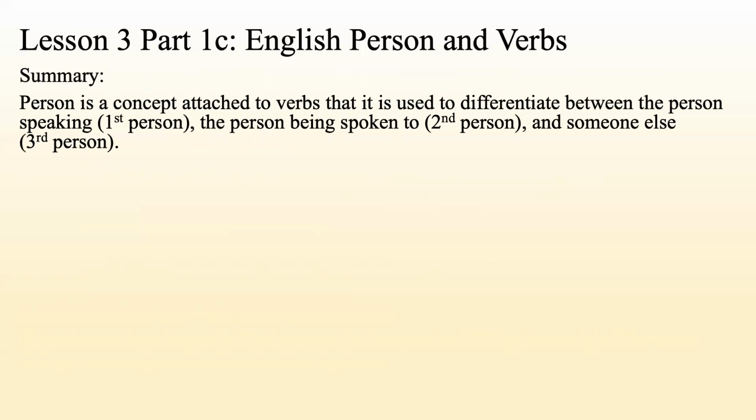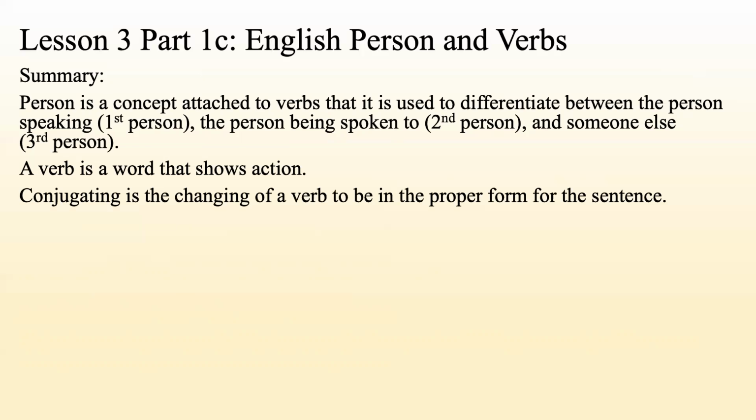Summary. Person is a concept attached to verbs that is used to differentiate between the person speaking, first person, the person being spoken to, second person, and someone else, third person. A verb is a word that shows action. Conjugating is the changing of a verb to be in the proper form for the sentence.